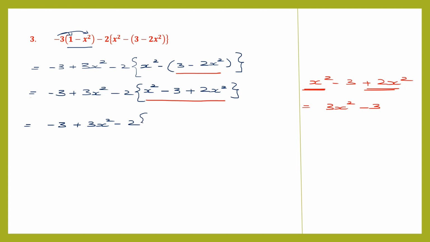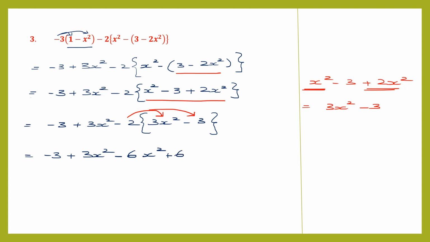I'm going to still put the curly brackets. 3x squared minus 3, close the curly brackets. Now we have to remove the curly brackets by multiplying it with minus 2. So each term inside will be multiplied by minus 2. So this will be minus 3 plus 3x squared. Then we do minus 2 into 3x squared first. So the sign is minus, 2 3s are 6, 6x squared. Now we multiply minus 2 into minus 3. Minus into minus is plus, 2 3s are 6.